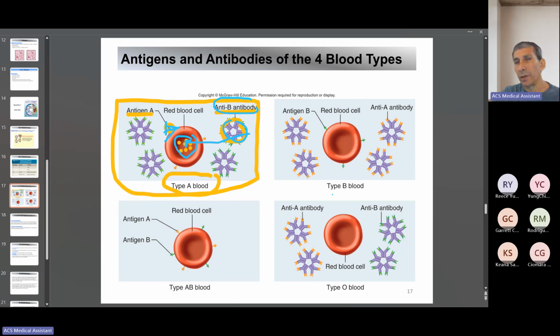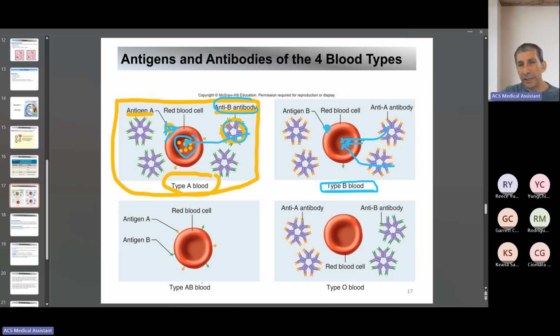The same goes for type B. On the outside, I'm going to have B antigen right here. Inside, I'm going to have all of these antibody A. Remember, antigen, antibody, totally different. So this is type B because the antigen B is on the surface of the cell membrane.